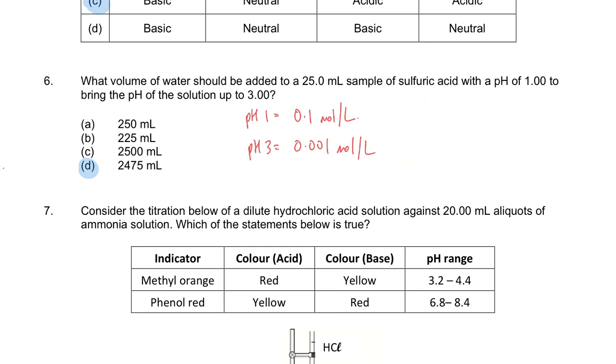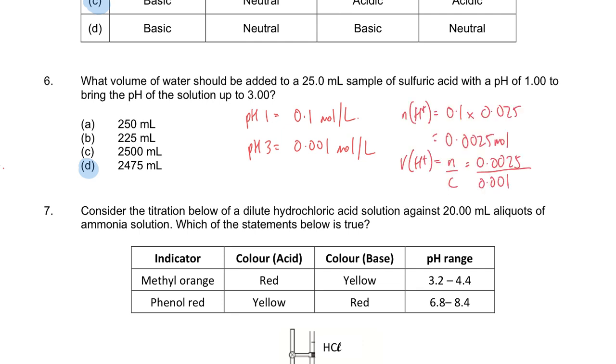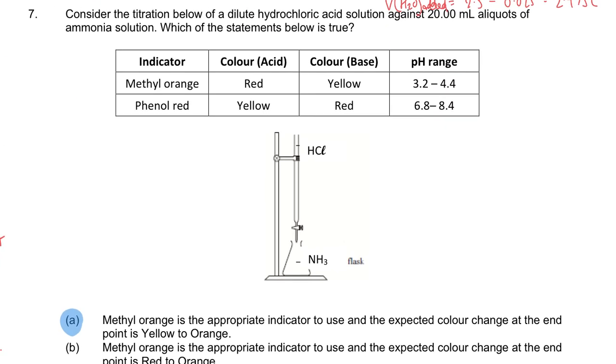You need to really make sure that you are remembering the ways to rearrange that equation. This is the new concentration I want, and so that would be 0.0025 divided by 0.001, which is 2.5. So this is 2.5 liters, the value that I need to get, and therefore the volume of water added would be equal to 2.5 liters, subtract the initial 25 mLs, which is equal to 2.475 liters, which is that value there. All right, so let's have a look at the next one.